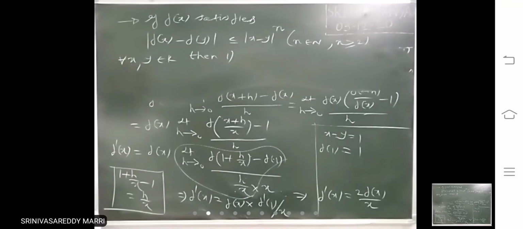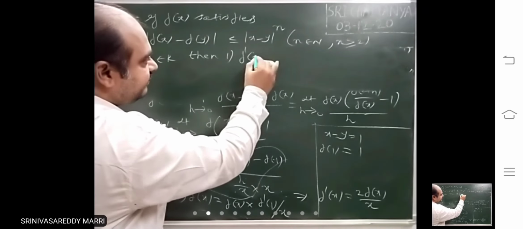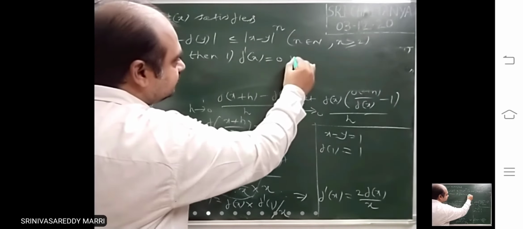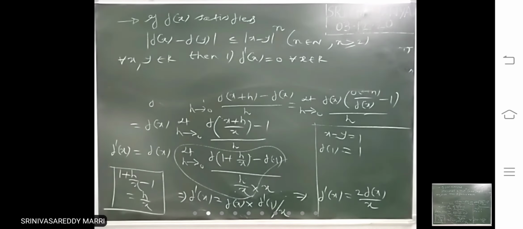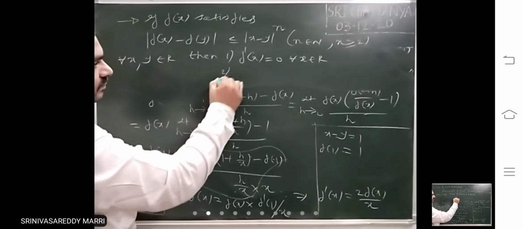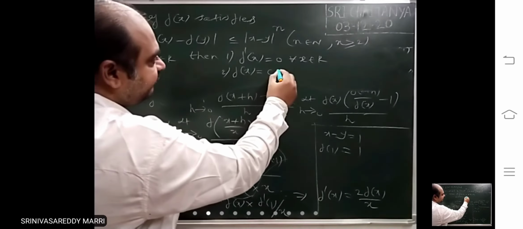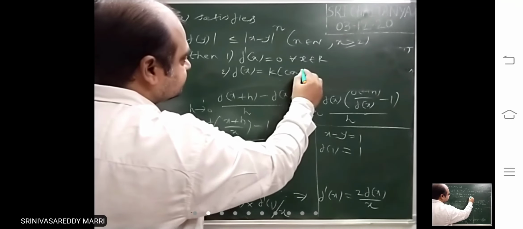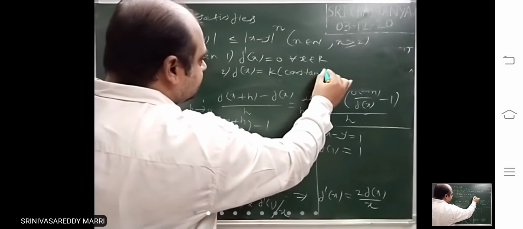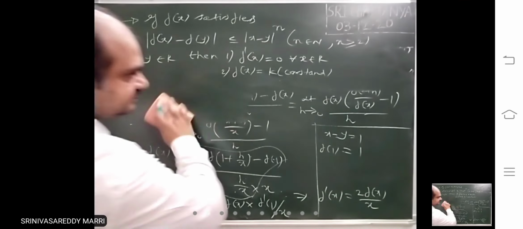Number one, remember these points. I will tell how you got it. f dash x equal to 0 for all x belongs to R. f dash x is everywhere 0. Number 2, f of x is k, a constant function. f of x is a constant function.